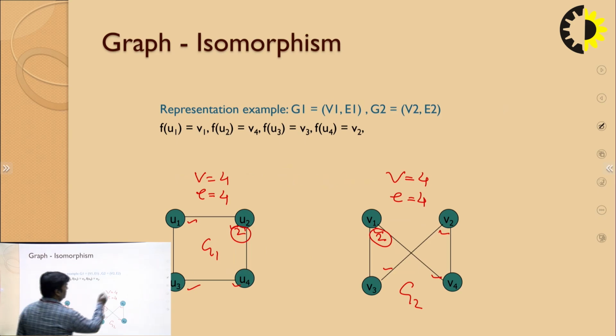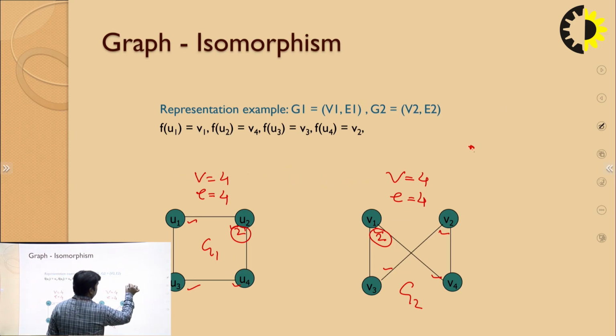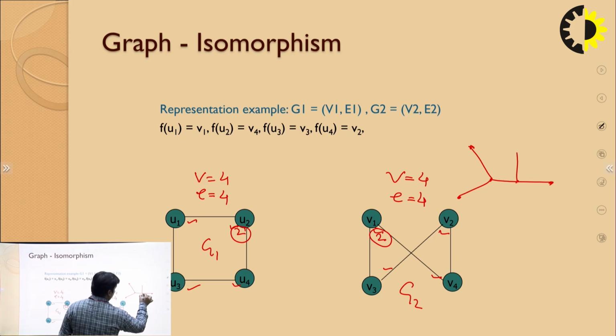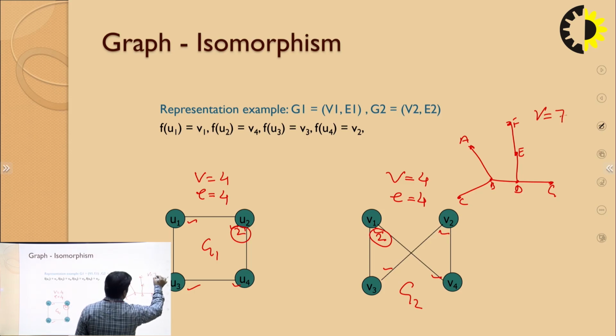Take another example. If this is a graph with vertices A, B, C, F, G, the total number of vertices in this graph is 1, 2, 3, 4, 5, 6, 7, so V equal to 7, and E equal to 6.